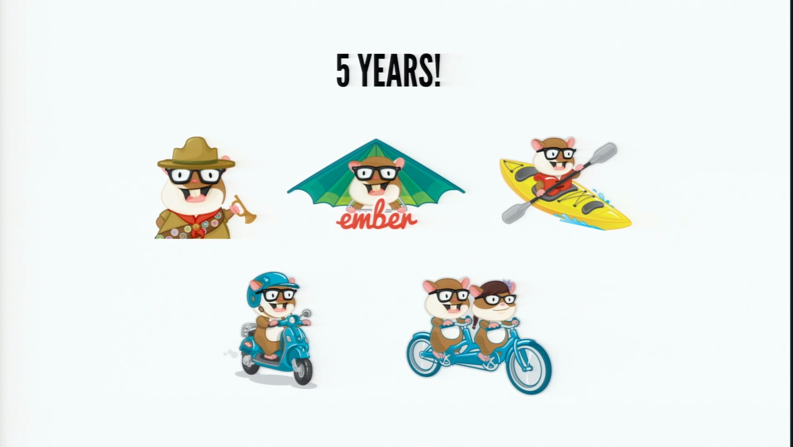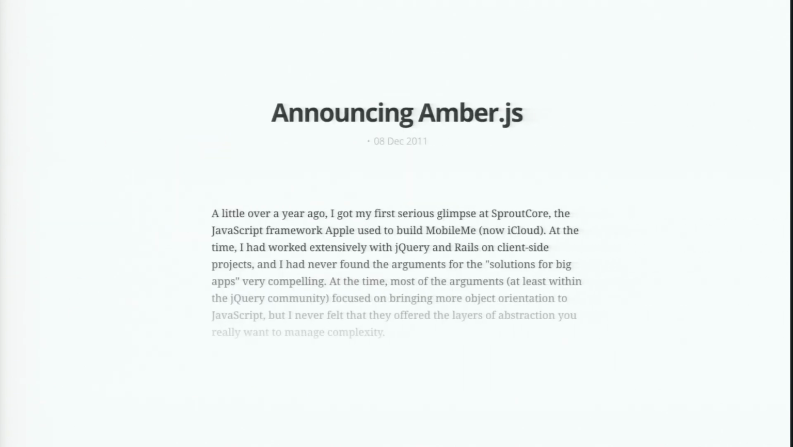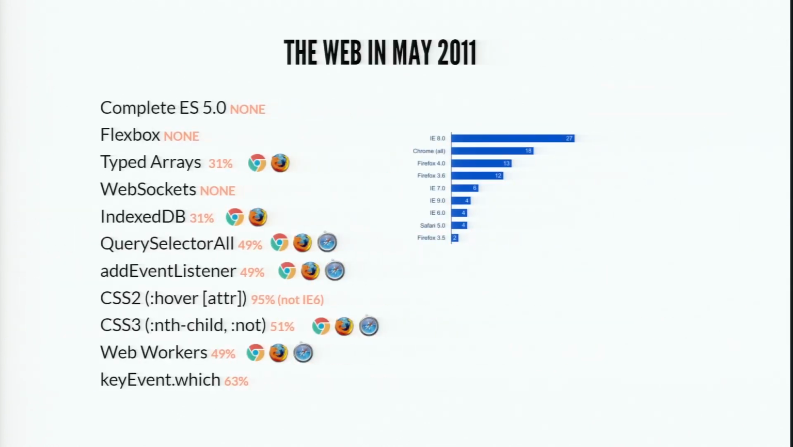So first of all, Ember's been around for 5 years. Ember.js, or originally we announced Ember.js. Google it if you want to know more. It turned 5 years old last December. In some ways, 5 years is a relatively short amount of time. But when measured in web framework years, it seems like a downright eternity. It's a huge amount of time.